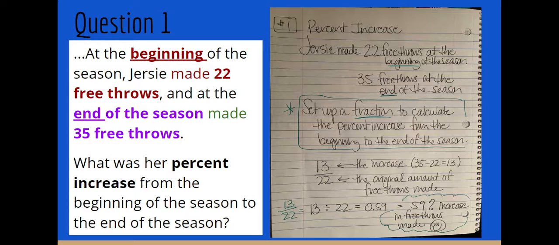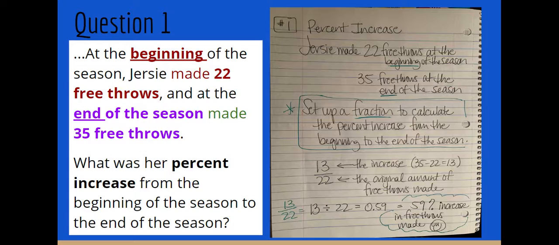Percent increase is what it's asking for. So we need to know the information about Jersey and her situation with free throws. I put color coding in the problem and eliminated a few words to hopefully help pare it down a little bit. But her beginning amount is important, 22 free throws. Her ending amount is important, 35 free throws.